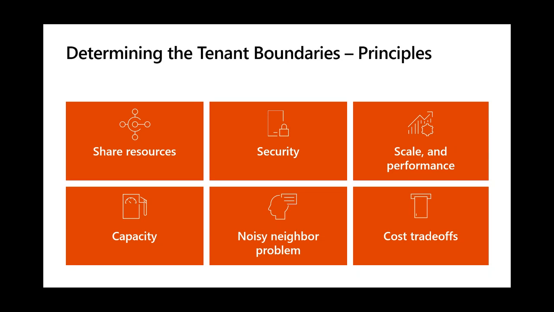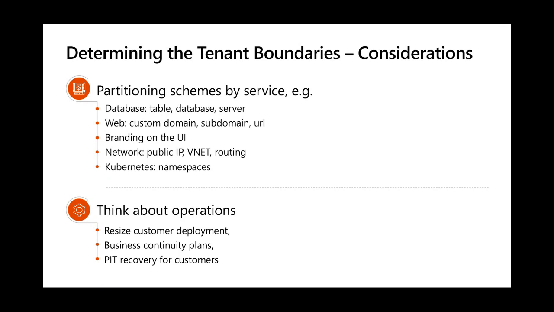And also there's the cost trade-offs, right? So if I end up like, oh, I'm going to isolate all of my tenants and put them on different database servers, etc., then it becomes more costly to manage all of those different servers. Again, just if you look at the partitioning schemes by service, because you are going to be deploying or utilizing assets on the service, there are different schemes that you can see. Things like at the table level or database level or server level. On the website side of things, maybe it's custom domains, or maybe it's just a subdomain, or you're going to differentiate the customers with different URL paths. Things like you may provide branding support on the UI, or you may isolate the network traffic, or if you're deploying on a container service like Kubernetes, you may want to employ things like namespaces.